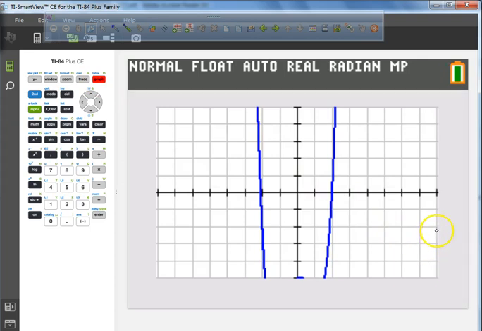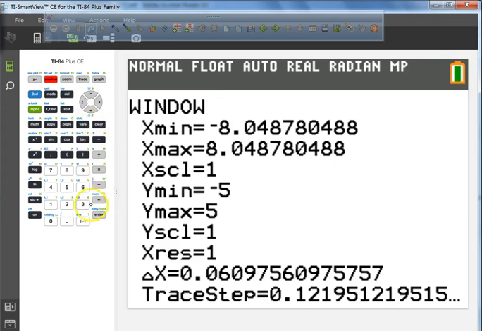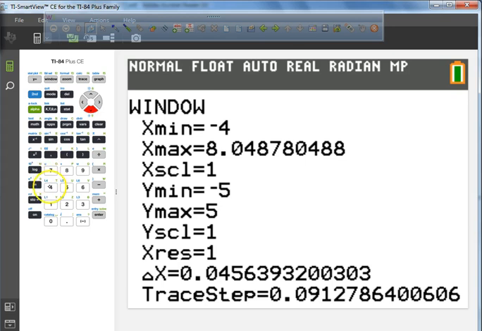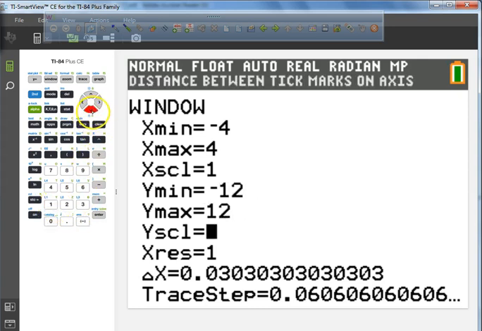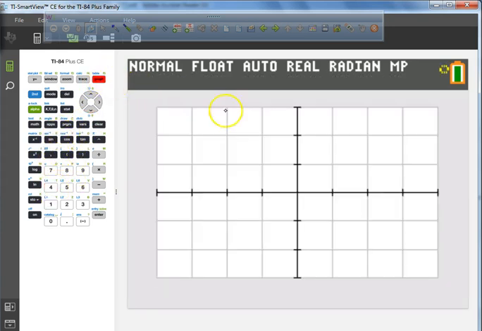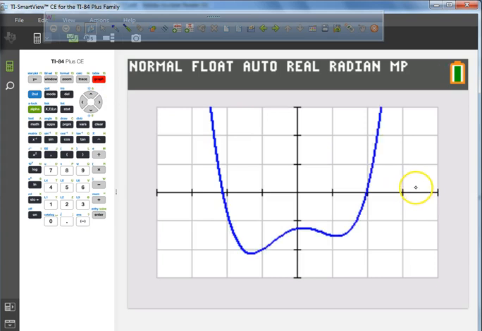Now, here I'm going to change the window. It looks like we go all the way down to negative 12. I'm going to change the window here. X minimum is negative 4, maximum positive 4. Y minimum, say, negative 12, maximum positive 12. I'm going to count it by 4s here. There we go. That looks a lot better.